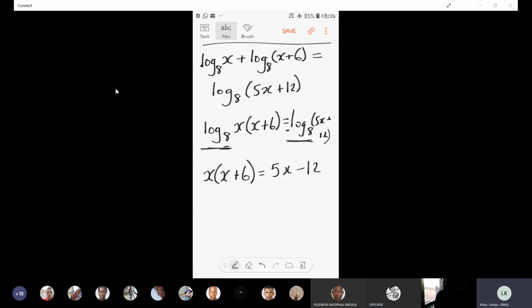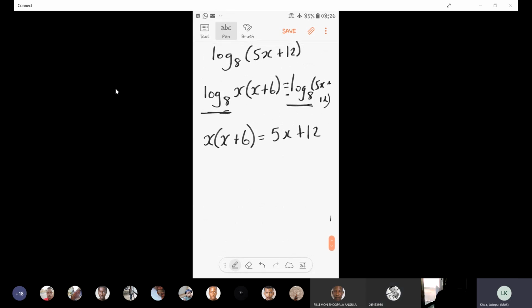Plus 12. My writing is too small. I cannot see it. Yes, it is plus 12. Okay, so I'm comparing the two logarithms. What I have on one side is equal to the other side. I do this only when the bases are the same.